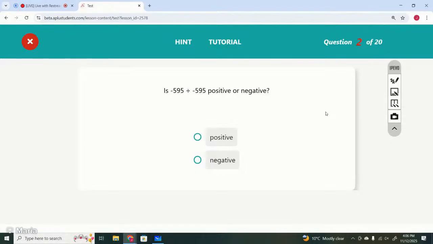Is negative 595 divided by negative 595 positive or negative? Both of the numbers have the same sign, so the answer must be positive. For division and multiplication, the rules are exactly the same.